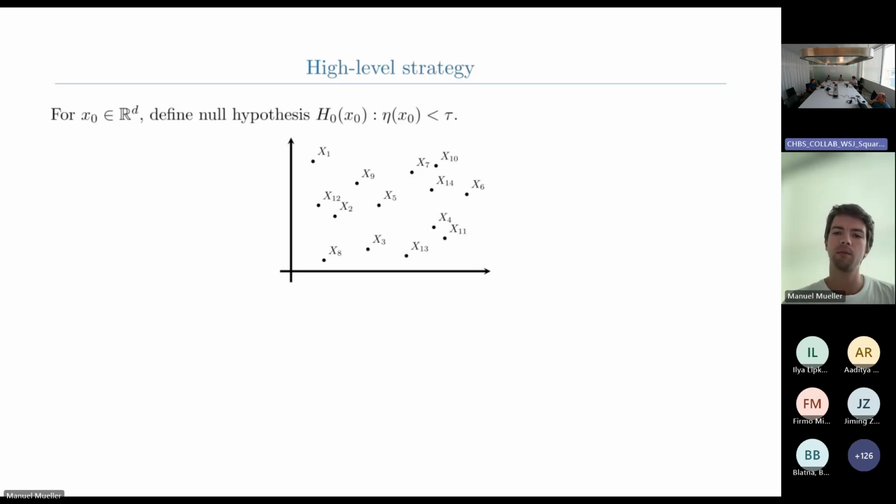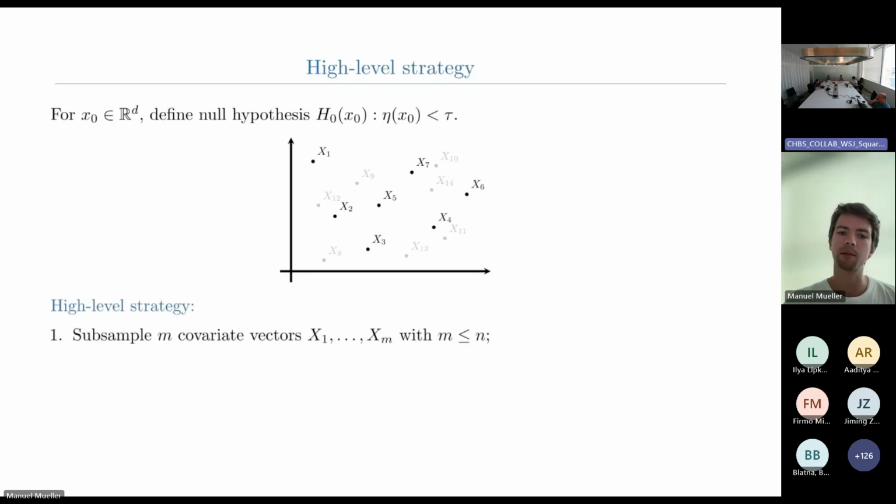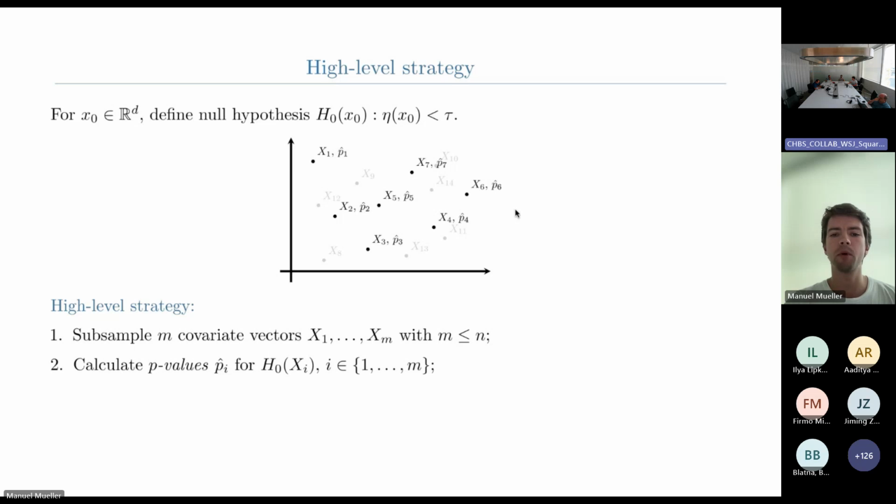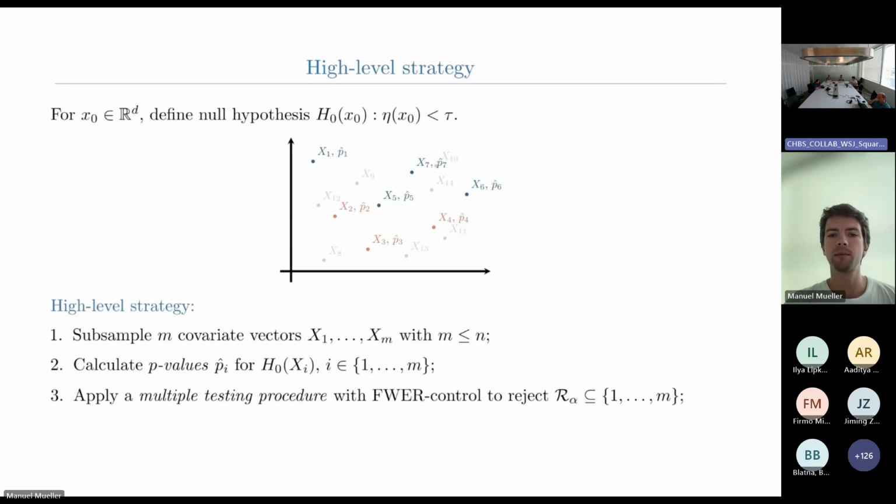So these might be some patients that you observe and their covariate configurations. And what we do is in the first step, we subsample M out of these N patients. We can also set M equal to N, and everything I say will follow through. Then for each of these M points, we calculate a p-value for this localized null hypothesis. And then we apply to these p-values a multiple testing procedure with family-wise error rate control. And for instance, we might reject the hypotheses belonging to the blue points here in this plot.